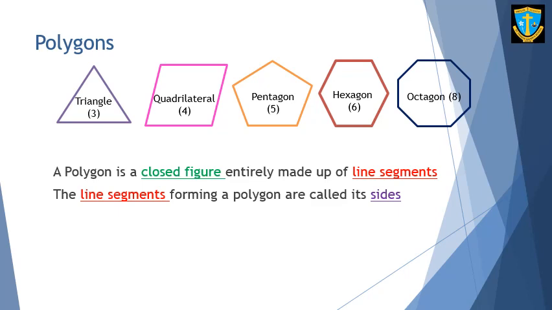Now, triangle, T-R-I means 3. Okay, a 3-sided polygon. Quadrilateral, quad, Q-U-A-D means 4-sided, penta means 5, hexa means 6 and octa means 8. The name polygons can be divided into 2 parts, poly and gons. Poly means n number of sides and gons means sides.